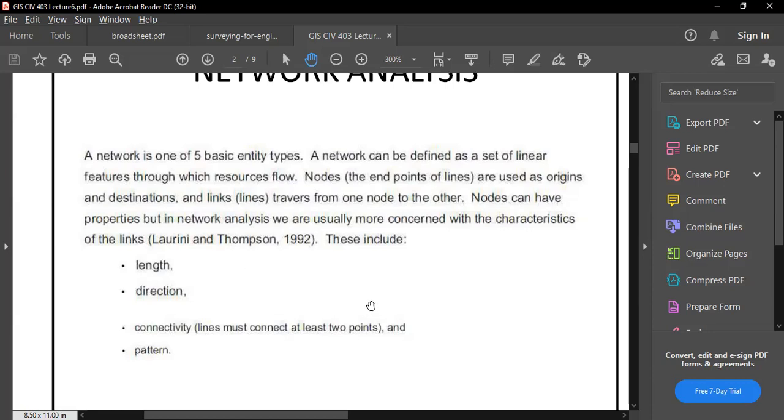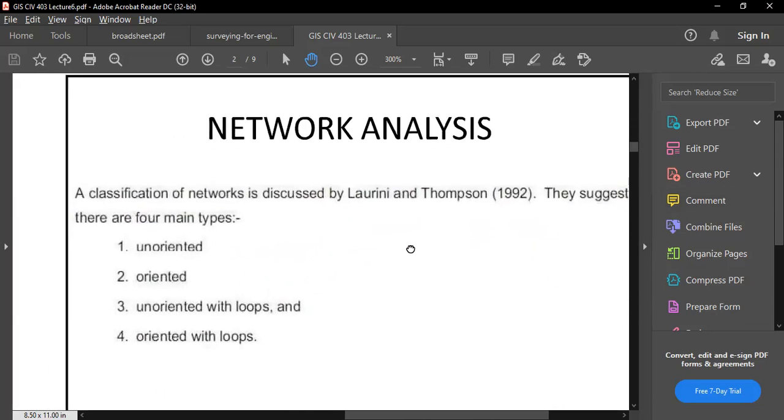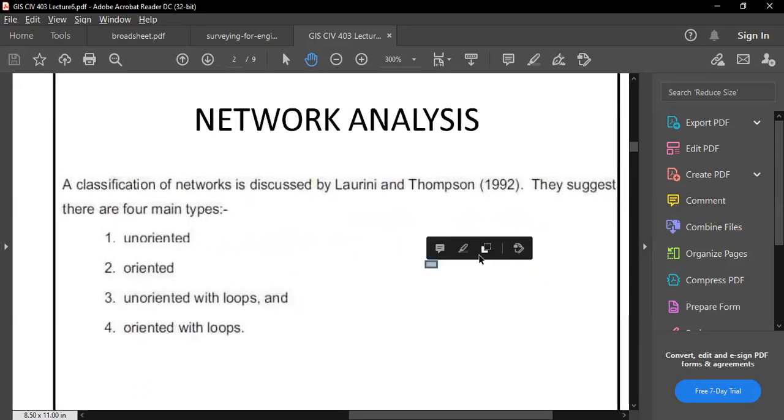All right, so now let's just consider a few of these. For any particular network, we can have it be unoriented, unoriented with loops, and oriented with loops. Is that okay? If it's oriented, of course, it means there's a sense of direction in the network. What it means is that you can move one way and you may not be able to move the other way.